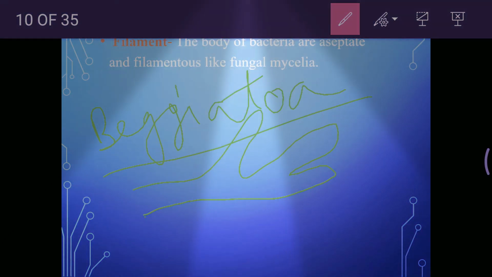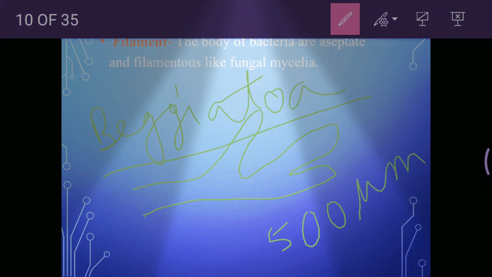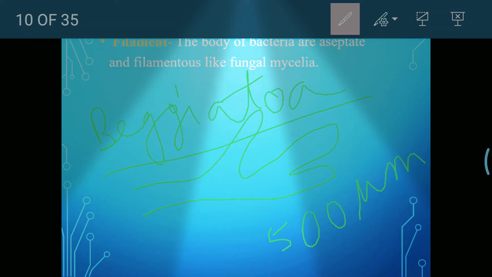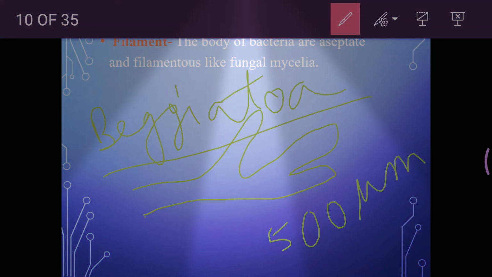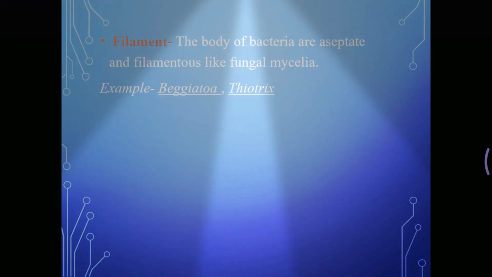So please remember the name Beggiatoa. Beggiatoa mirabilis is the name of this big, the largest bacterium, which is around 500 micrometer large. And one more example I want to talk about is Thiothrix. So please remember, Beggiatoa is the largest bacterium, and Thiothrix is also one of the examples of filamentous bacteria.